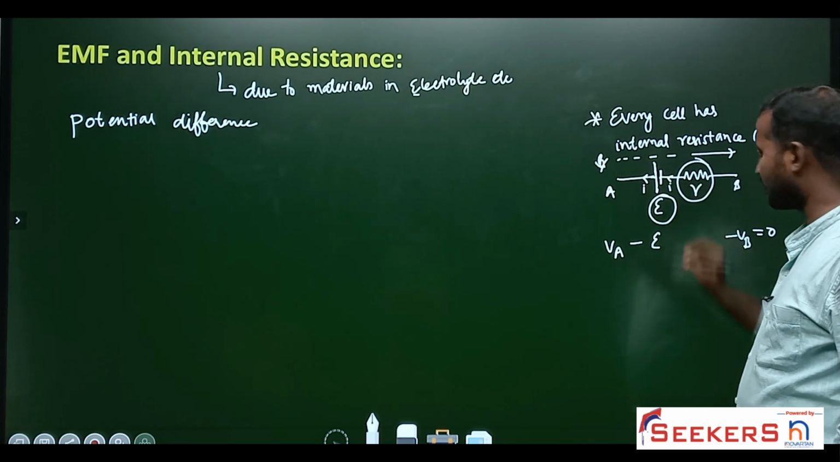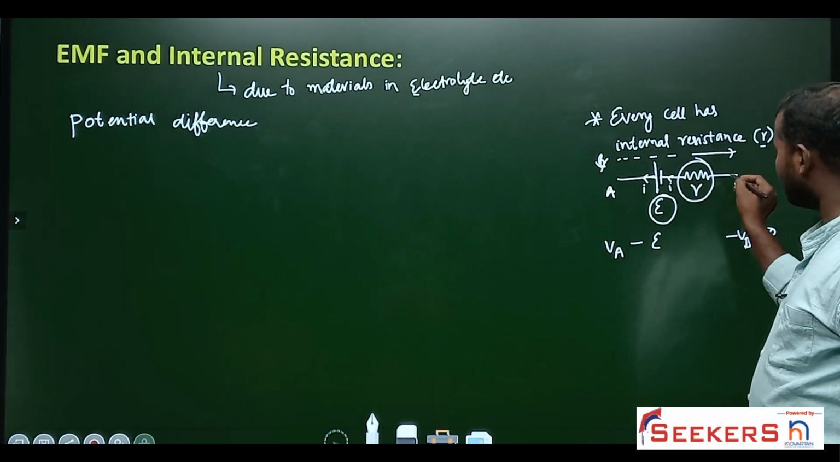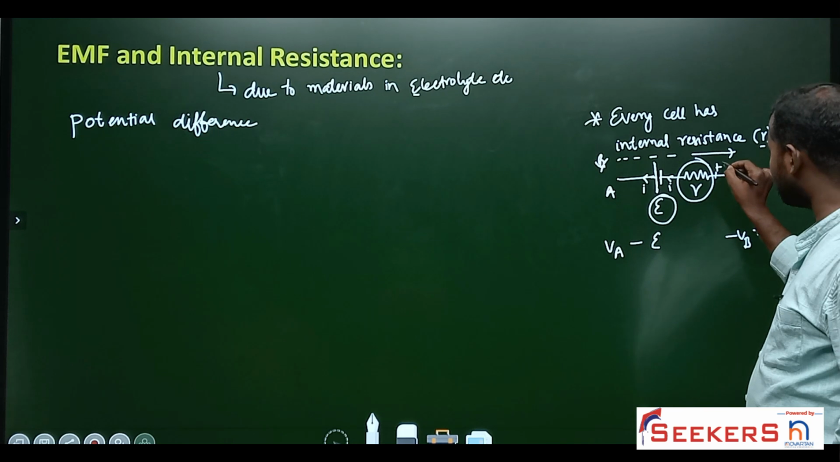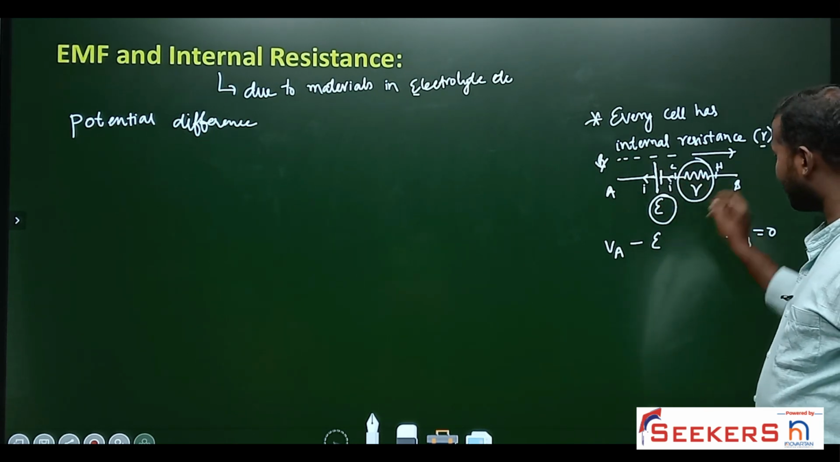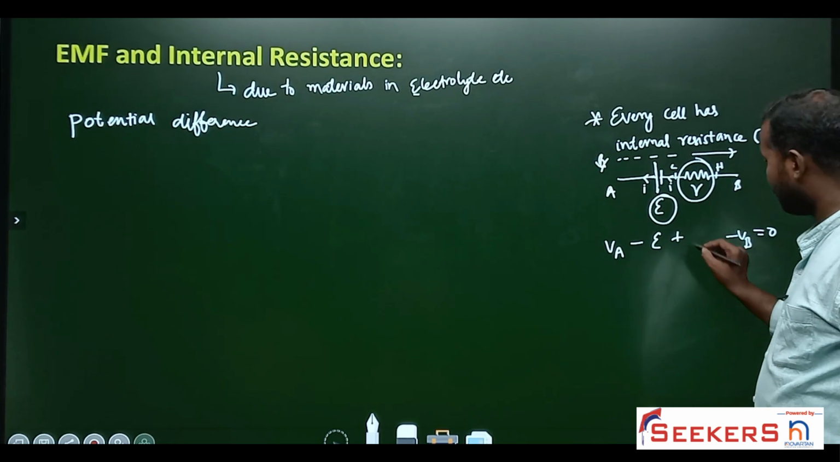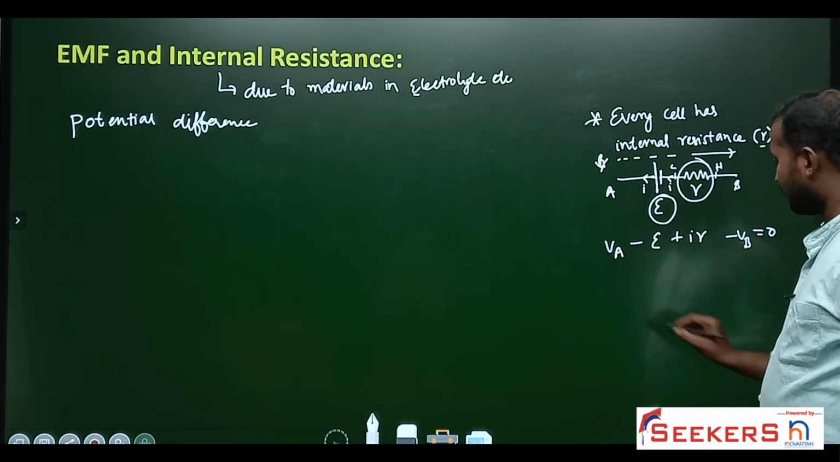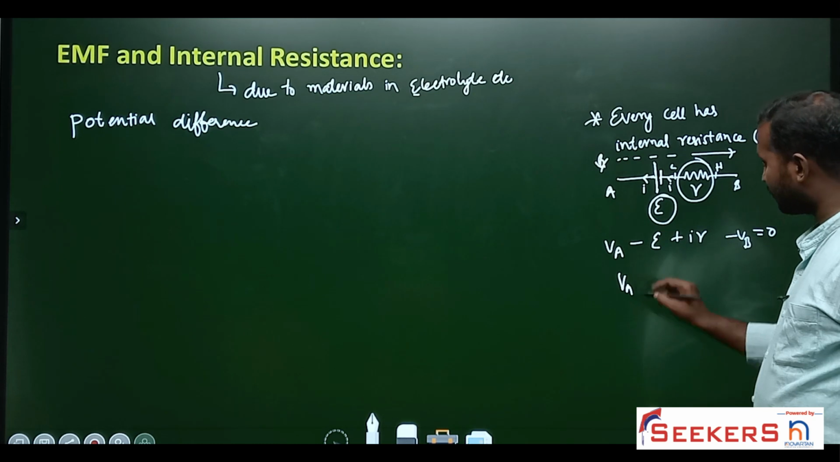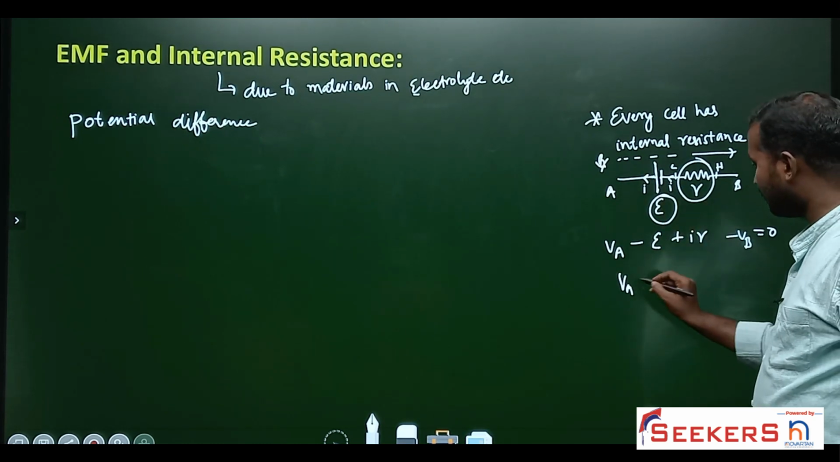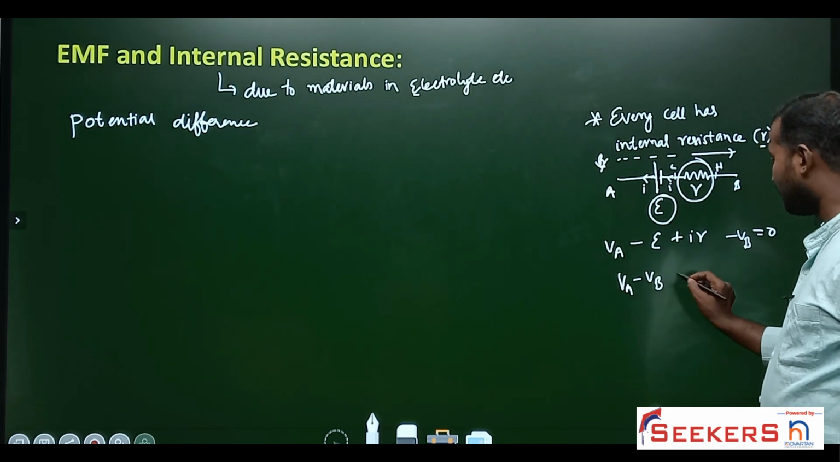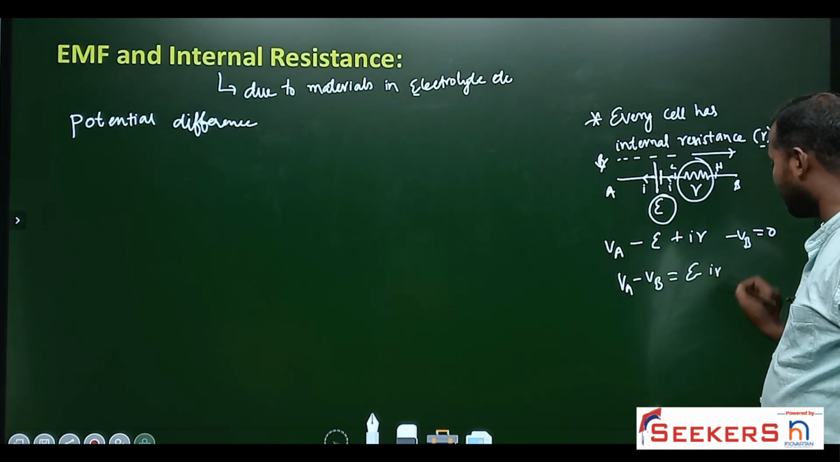So here this is the current. Now current is going here like this, meaning it is higher potential here and lower potential here. But I am going from low to high, hence it is plus IR. Now if I find the potential difference between the two terminals of a cell, that is VA minus VB, and that is equal to E minus IR.